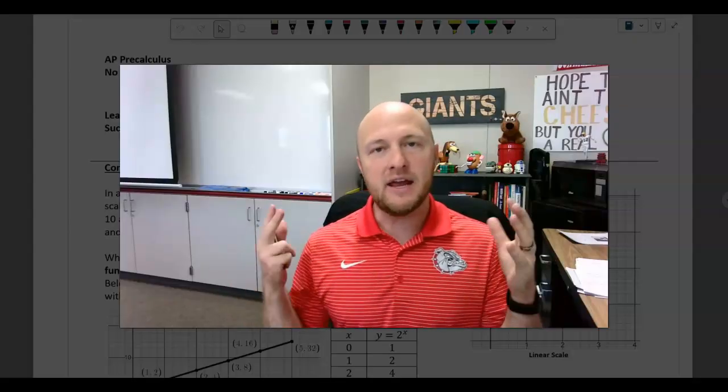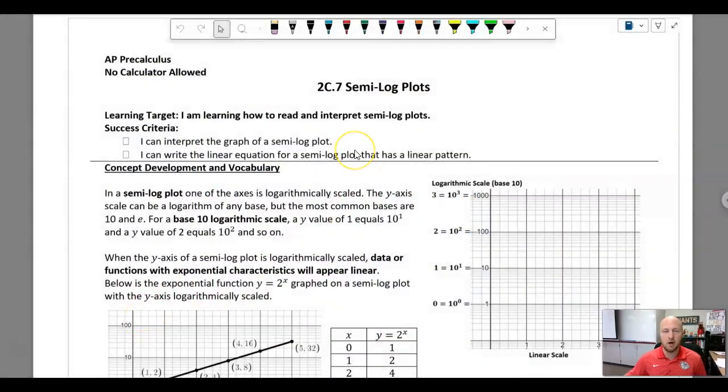Hey there, welcome to this last lesson in Unit 2C. We are going to talk about semi-log plots, which usually appears on the AP Precalculus exam in the form of one, probably not two, but usually one multiple choice question. So let's go ahead and look at this topic of a semi-log plot.